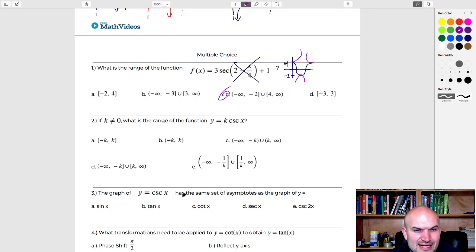The next one: if k cannot equal 0, what is the range of the function y equals k cosecant of x? Remember that k is the amplitude of the sine function, y equals k sine of x. Whatever k is, that's telling you how high and how low the sine graph goes, as long as there's not a vertical translation like over here. So looking at the range here, it's going to be -infinity to -k, so D.